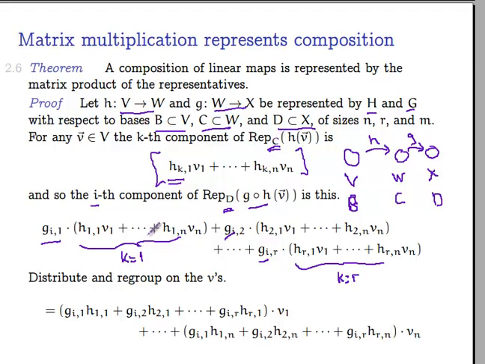Then you do some regrouping. Group all the terms that are associated with v1, and group all the terms that are associated with v2, and so on. And this is what you get. Now notice here we have matrix multiplication right away. Here, this is the i1 entry of the product of G and H. This one here is the in entry of the product of G and H. So you can see already that we do have matrix multiplication.